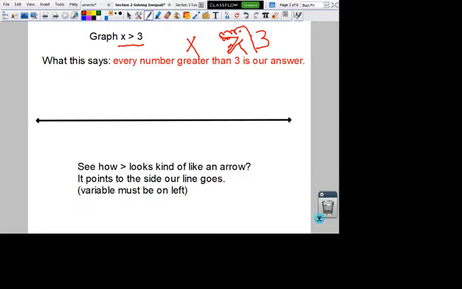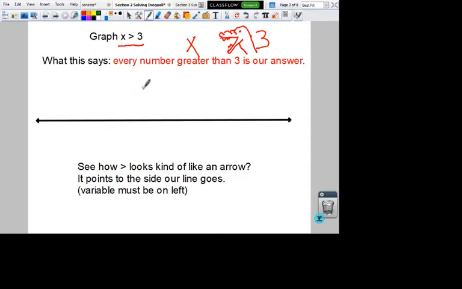Alright, so this is x is greater than 3. Oh, you guys are judging me so much. It looks like a duck. Alright, shush. We're getting started again.